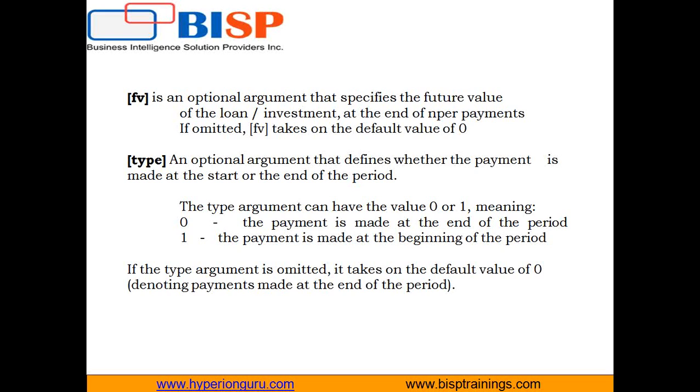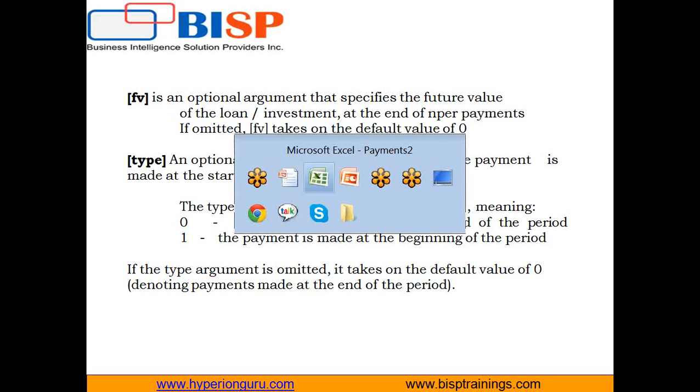If FV is omitted, it is assumed to be 0, that is the future value of a loan is 0. Then the last argument is the type, which is an optional argument. It indicates when the payments are due. If the type parameter is omitted, the PPMT function assumes a type value of 0, and it will take two types of arguments: 0, which represents payments are due at the end of the period, and 1 represents payments are due at the beginning of the period. So let's begin with the example.